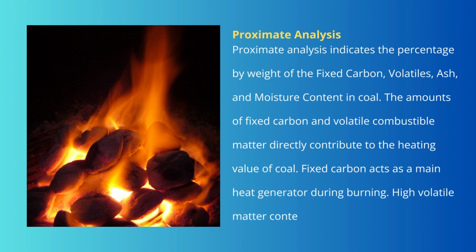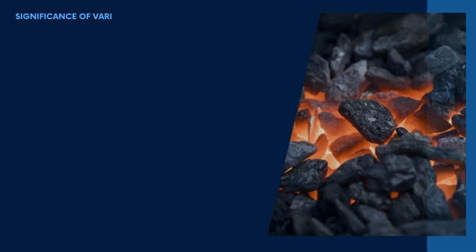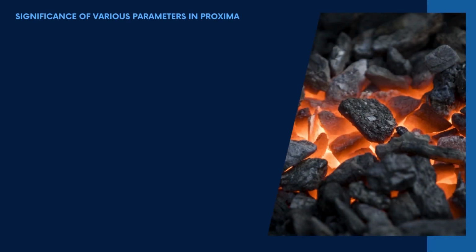High volatile matter content indicates easy ignition of fuel. The ash content is important in the design of the furnace grate, combustion volume, pollution control equipment and ash handling system of a furnace. A typical proximate analysis of various coals is given in the table. It is shown. Significance of various parameters in proximate analysis.